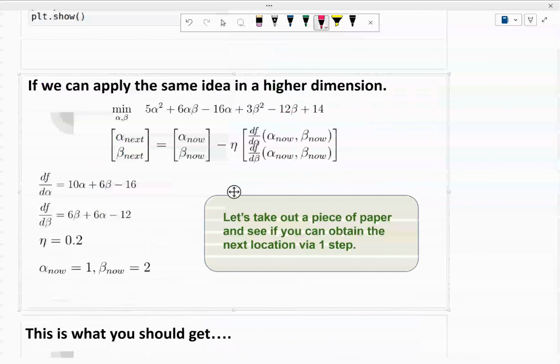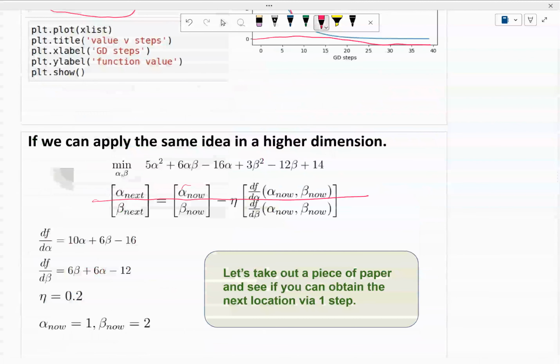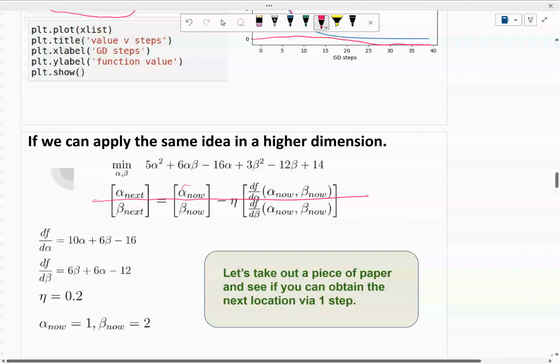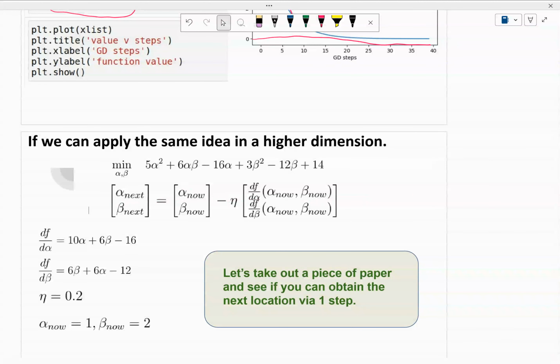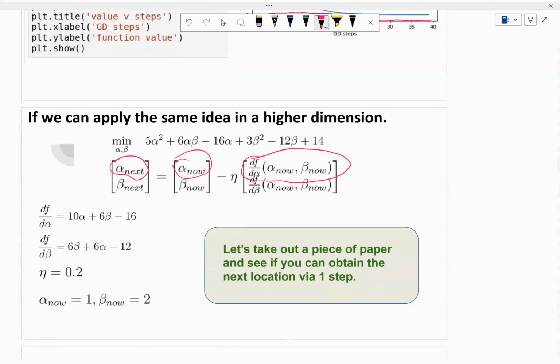When we have a higher dimension, it's not just one, right? In the previous gradient descent, pretend it is just one line. But when we have multiple dimensions, then we need the derivative with respect to each variable. And since there are two variables here, alpha and beta, we need to break up each dimension. So when you run gradient descent, you essentially say alpha next is equal to alpha now, subtract the gradient information at the alpha and beta now.